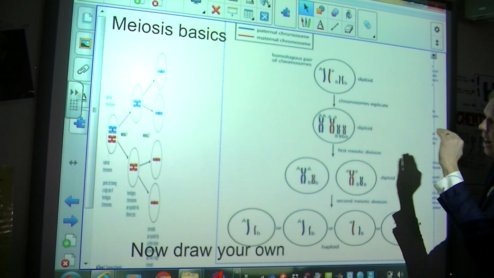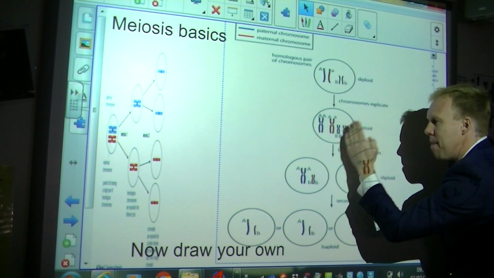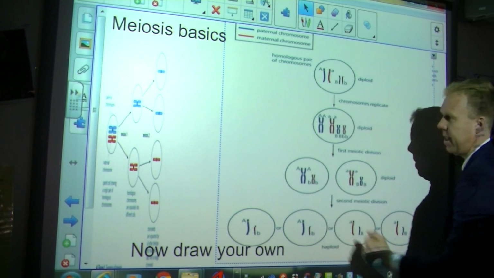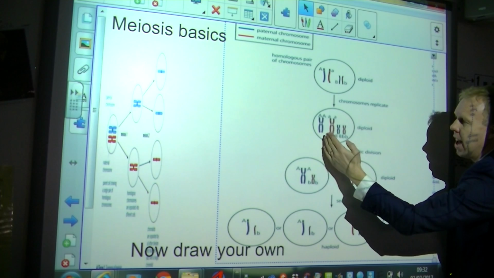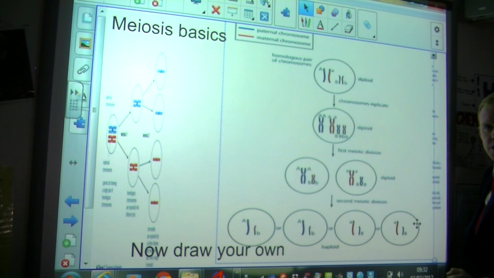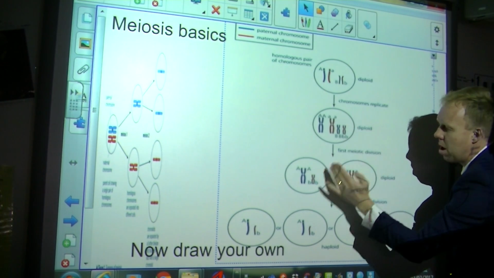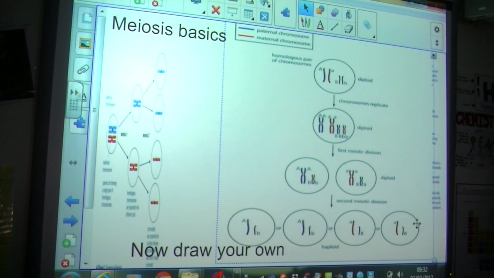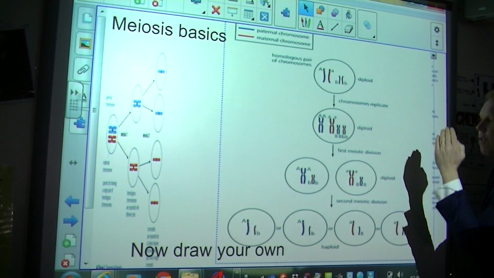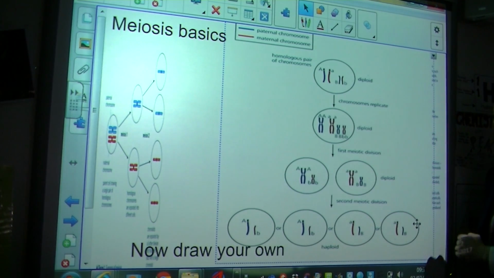Now, in our first meiotic division, we get homologous chromosomes separating. I hope you can see here we have the paternal chromosome of type A and the maternal chromosome of type B, and the opposite on the other side. So in the first meiotic division, homologous chromosomes separate.